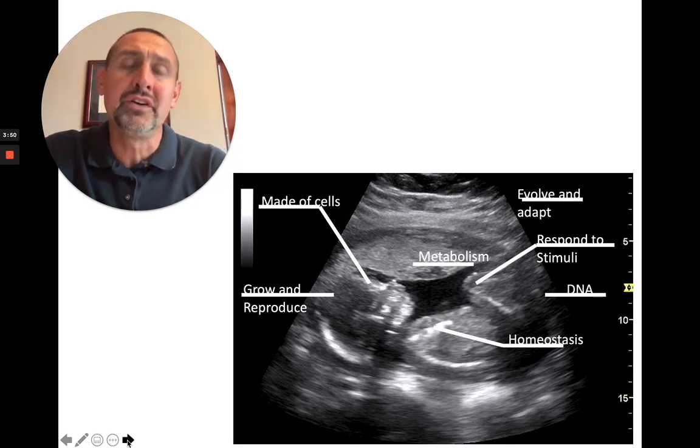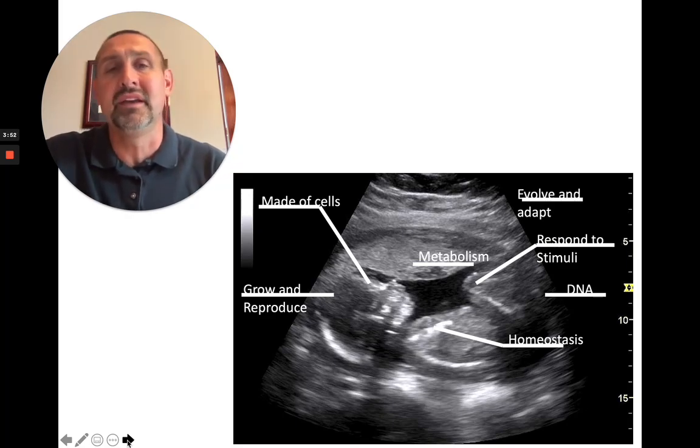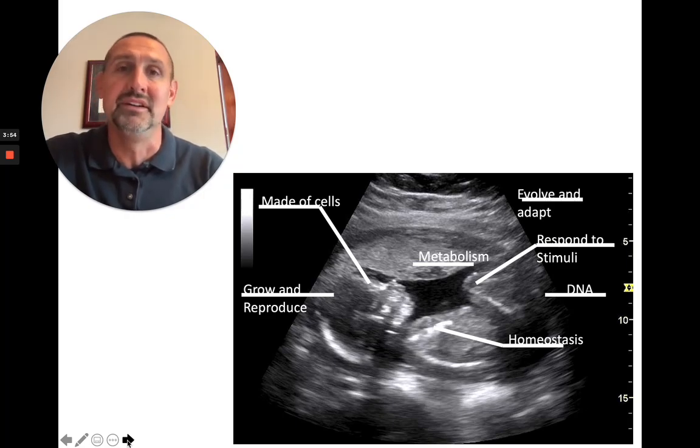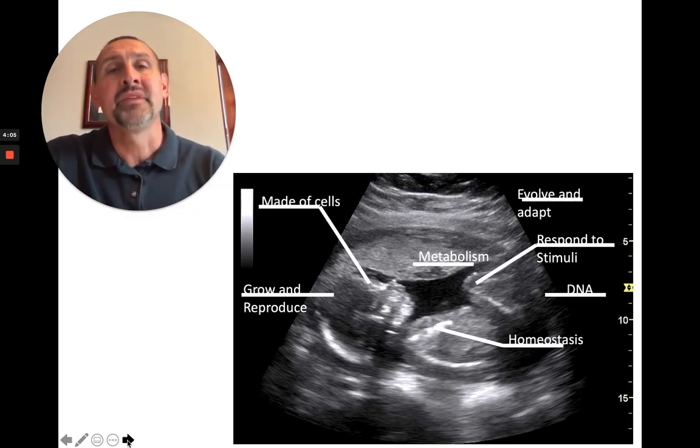We can infer that the baby is growing. We can infer that reproduction happened because of the existence of the baby. The baby didn't start out that size. The baby increased in size, and so that's evidence of growth. So we can see these characteristics of life. Some we can observe, some we need to infer.